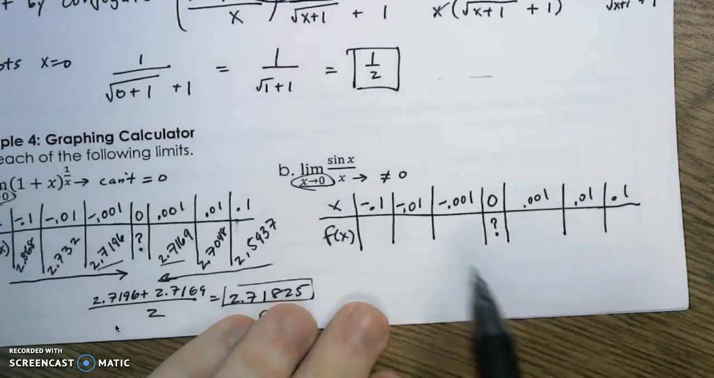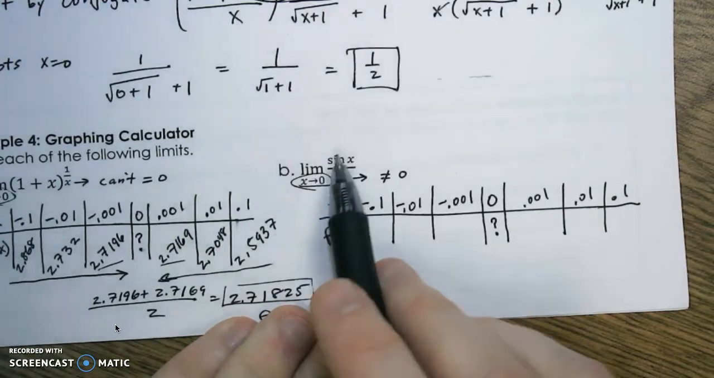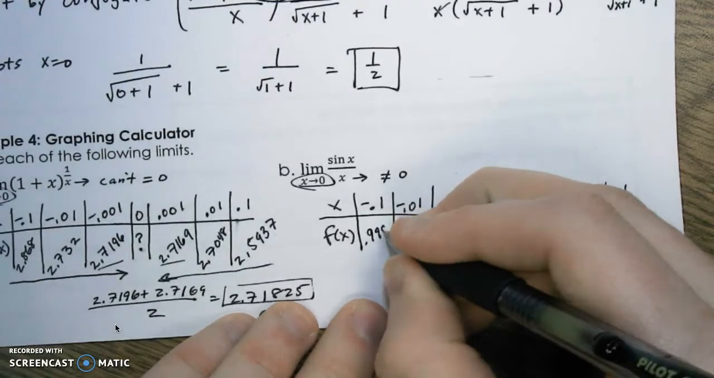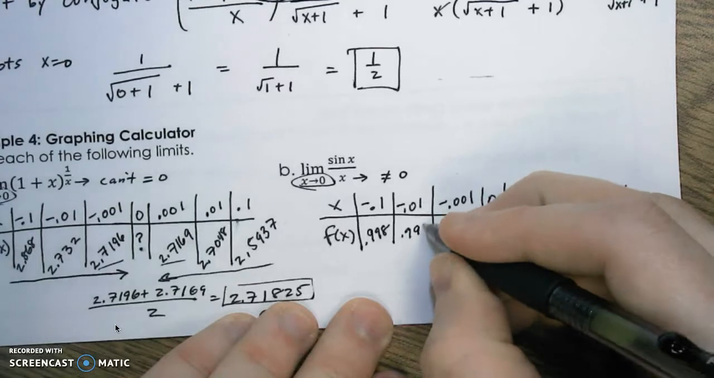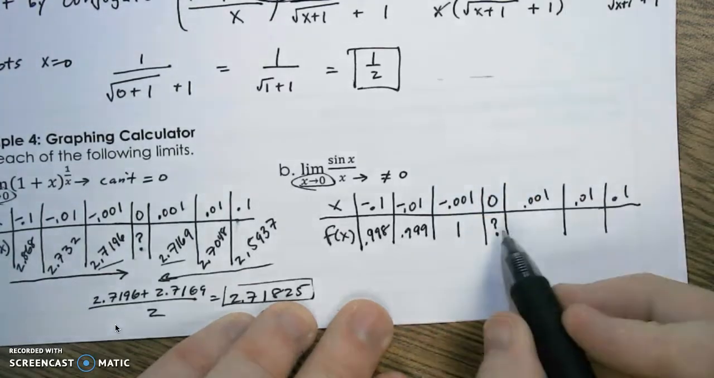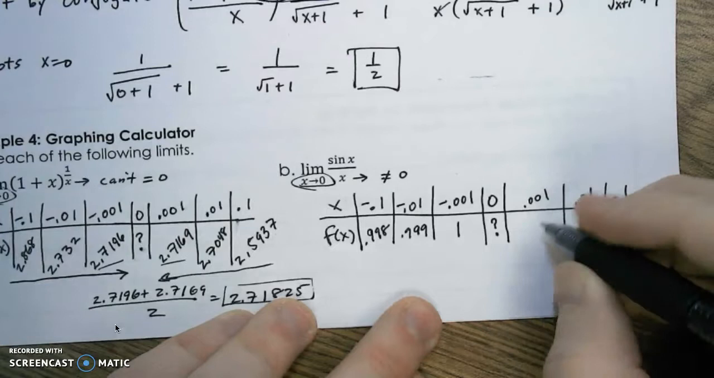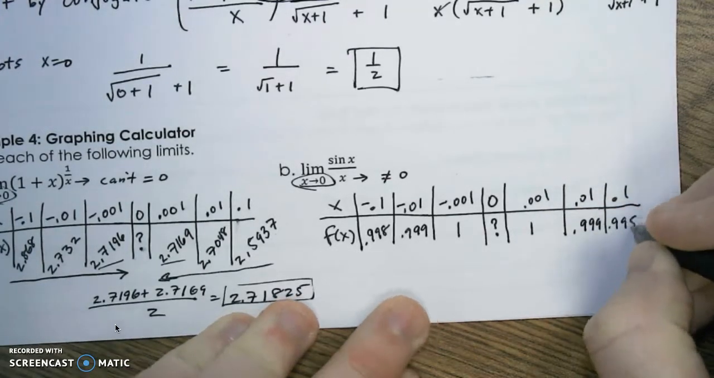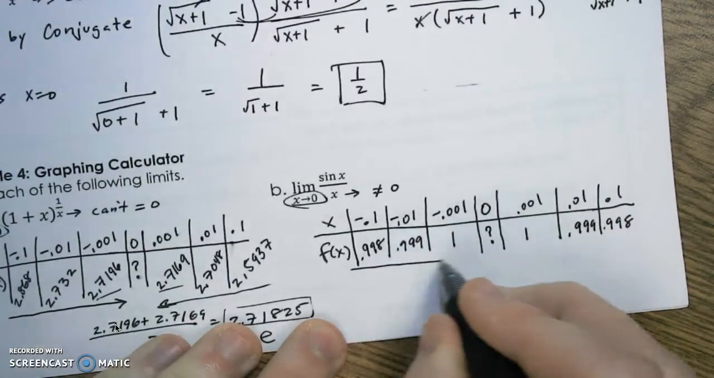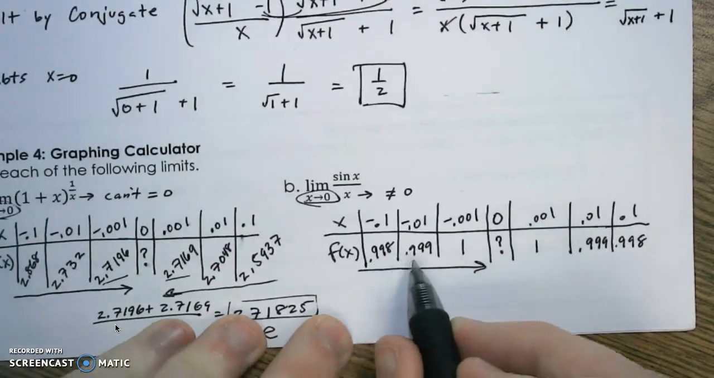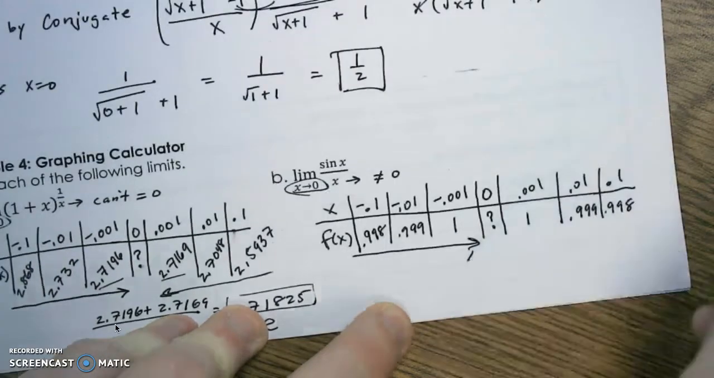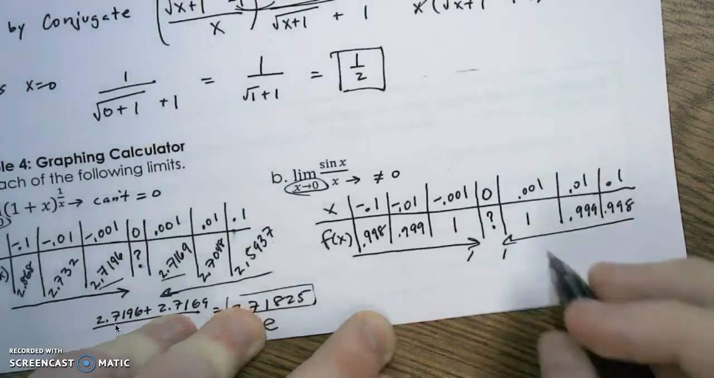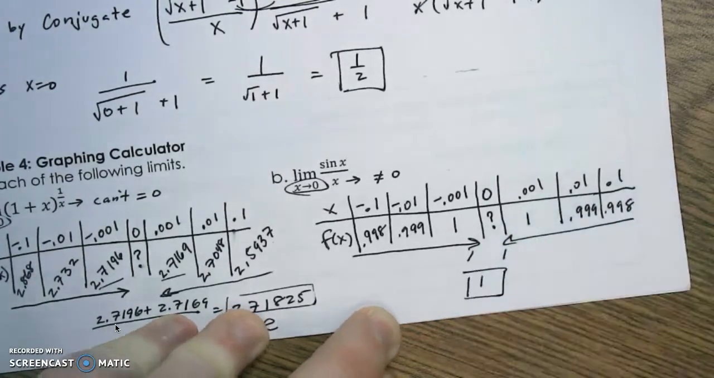And so when I typed that in, and I made sure it was in radians because it's got this x and not a theta, I got 0.998, and then 0.999, and then 1. And then here I got 1 and 0.999 and 0.998. And we see from the left, the numbers are getting larger towards 1, going towards 1. And from the right, the numbers are getting larger towards 1. And so my limit from both sides is 1.